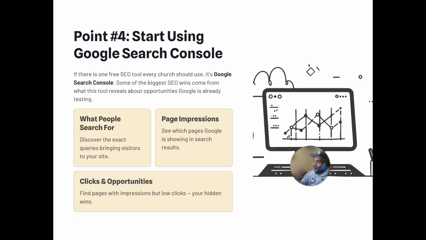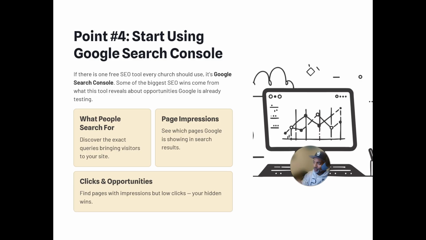Now, some of the biggest SEO wins come from what this tool reveals about opportunities Google is already testing, such as what people are searching for. You can discover the exact queries or keywords bringing visitors to your site. That's powerful. Page impressions. See which pages Google is showing in search results. That's powerful. Clicks and opportunities.